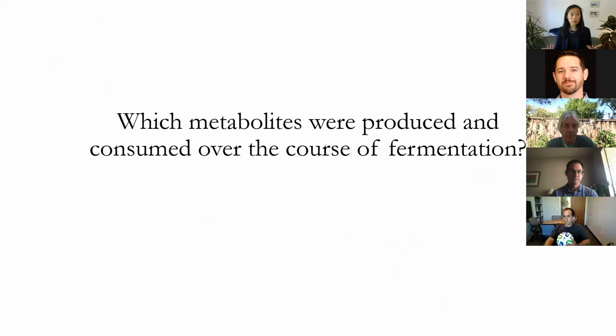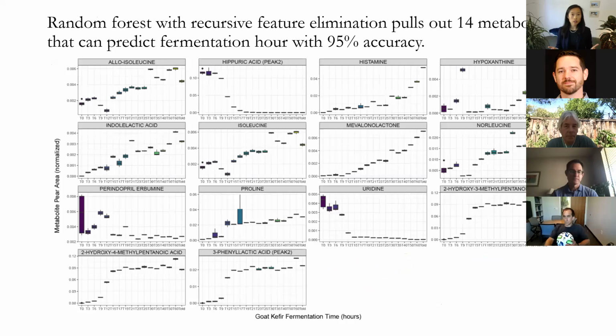Are there specific metabolites that we can track that are microbially produced and consumed over the course of fermentation? So we ran a random forest and it pulled out 14 metabolites that are able to predict fermentation hour with 95% accuracy. If you tell me how much of each of these 14 metabolites is in, I can say what hour of fermentation it's in. I think that's really, really cool.